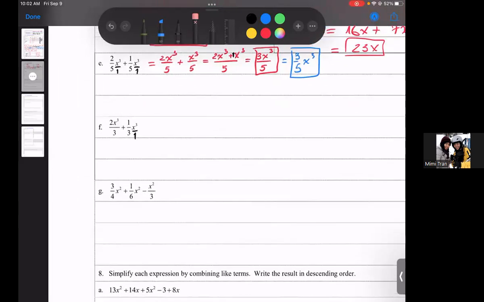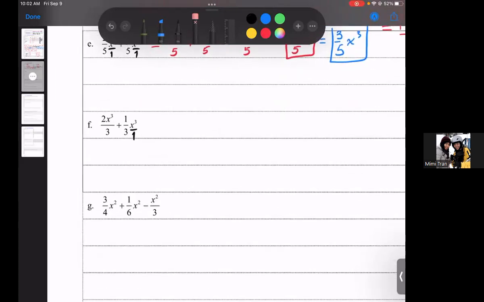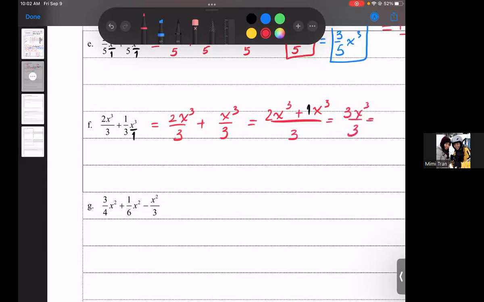Let's finish this section and we take a little break. So similar to what you did before, it's 2x cubed over 3 plus what? X cubed over 3, right? Equals 2x cubed plus 1x cubed over 3, which is 3x cubed over 3, which is just x cubed. Because the 3 and the 3 stay simplified.